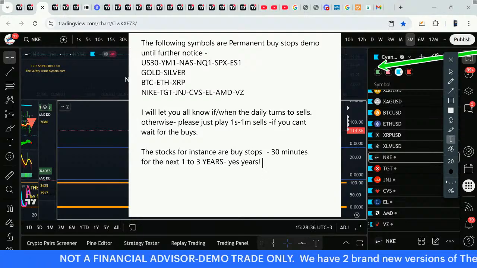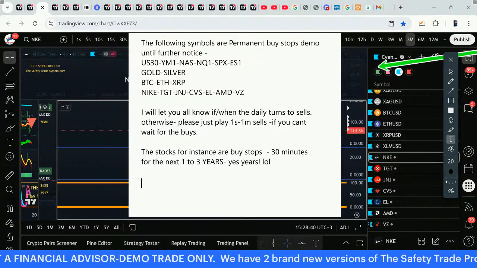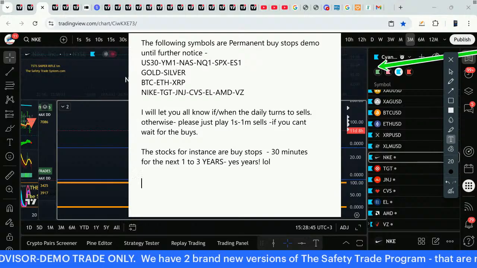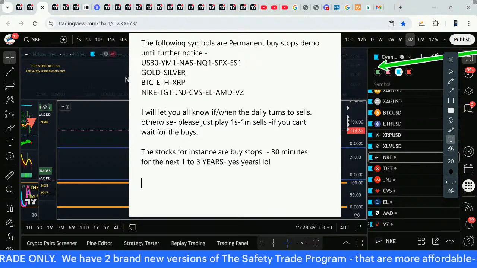All right, am I clear on this? Yes or no? Because I keep repeating it and I keep seeing people in my own Discord doing sells. It drives me nuts. Oh, what about this? What about that? I mean, thank you, Aussie Trader. Thank you, Ace Bullet.